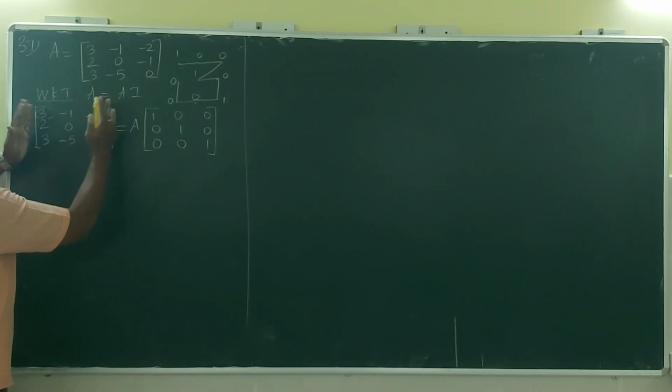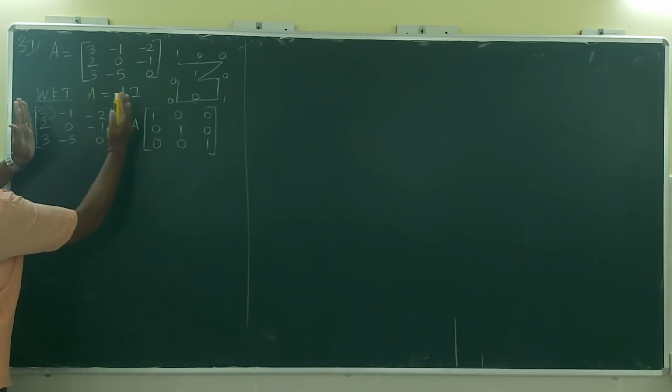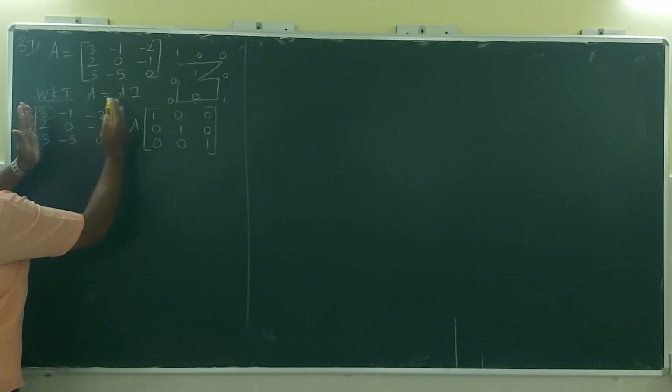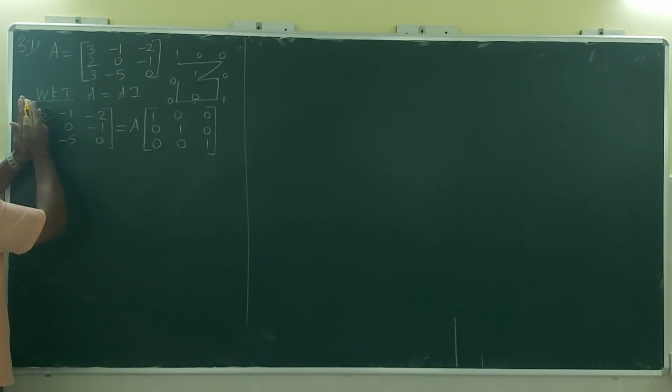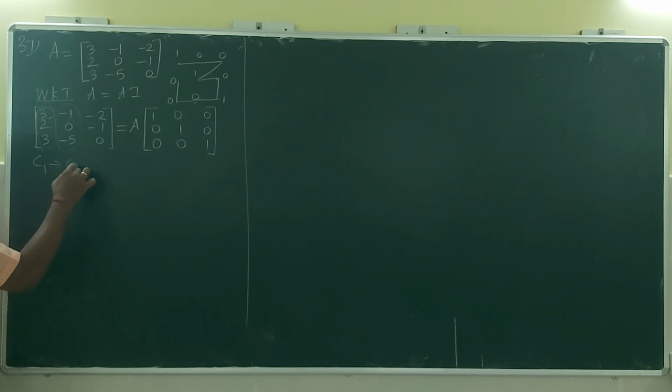So using columns, don't look at rows, you have to look at the columns. Just keep your eye on the columns. So this column plus some number into the other columns should give you the first element as 1. The convenient one is this second column, am I right? I can correlate column 1 and column 2 and I can easily make this 1. The operation is column 1 implies column 1 plus 2 times column 2, am I right? 3 plus 2 into minus 1 will give you 1.